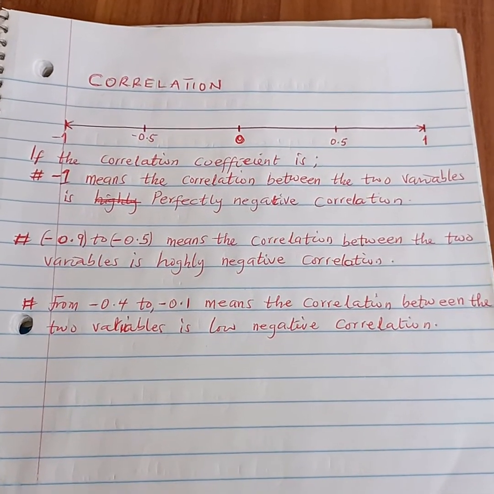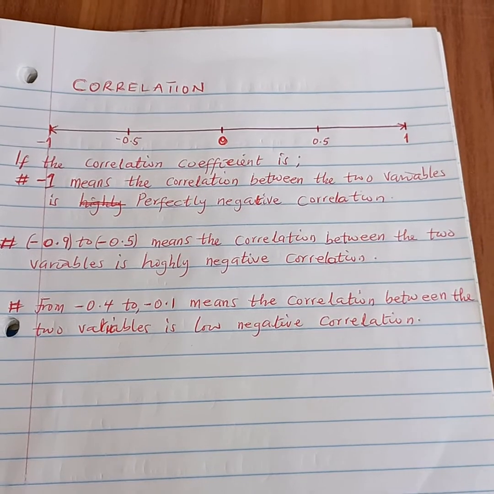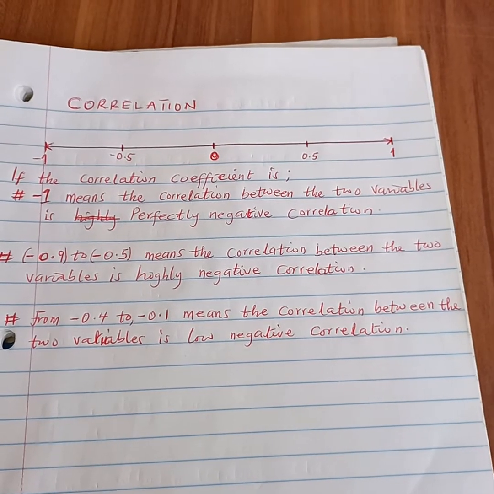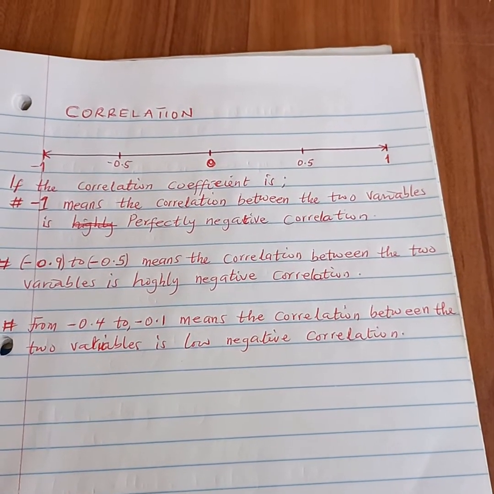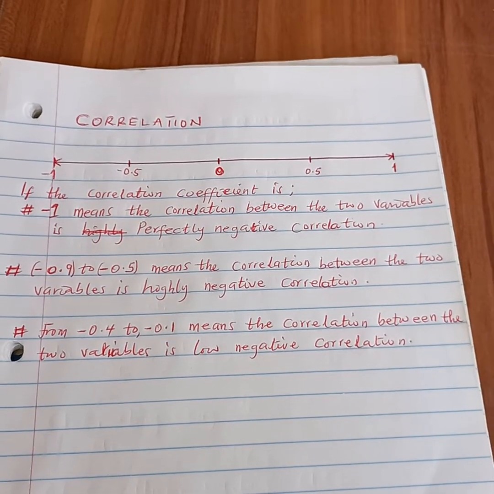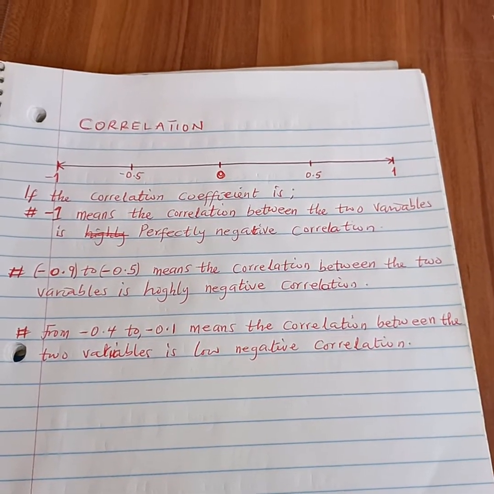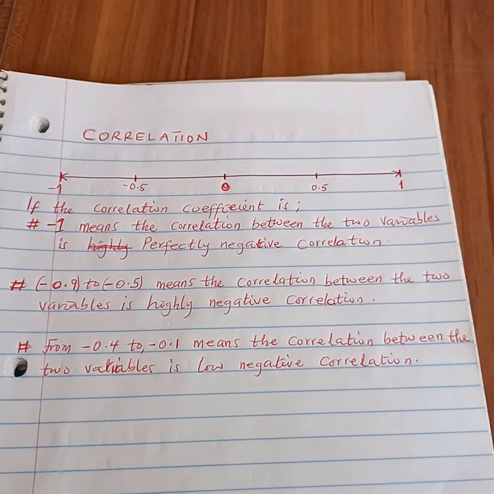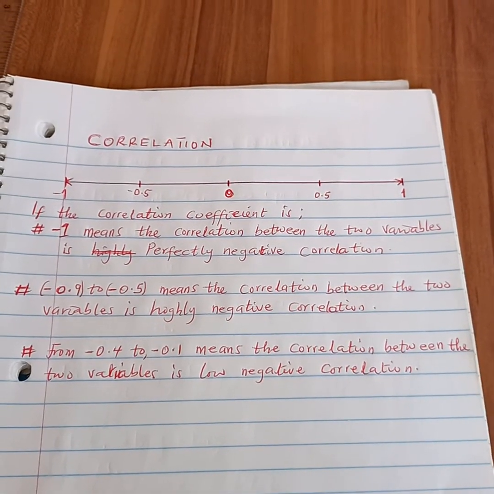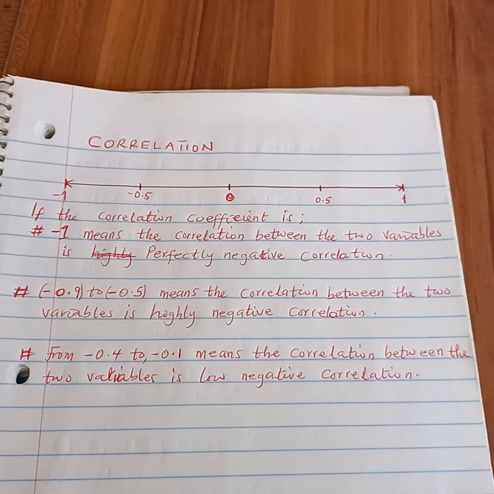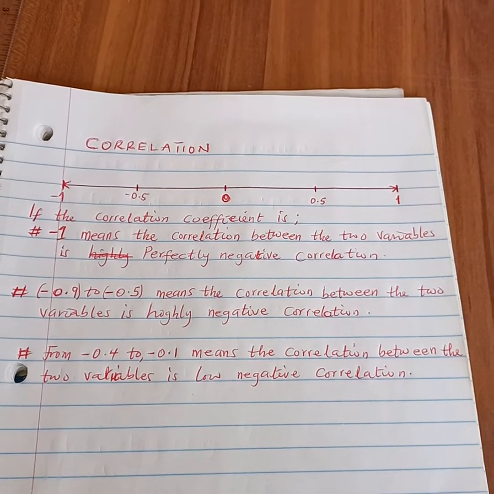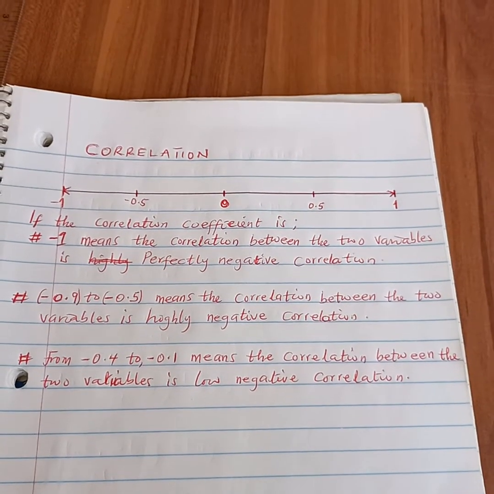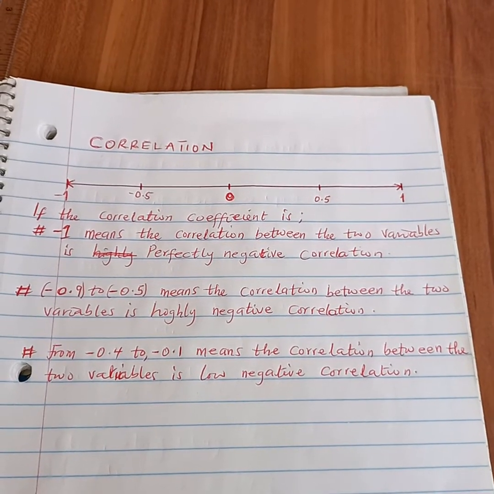Now let's look at another one. Another one is saying that from -0.4 to -0.1, if you get any number from -0.4 to -0.1, then it means that the correlation between the two variables is what? Low negative correlation. This implies that when you get -0.4, -0.3, -0.2, and -0.1, then the interrelationship between the two variables would have low negative correlation.